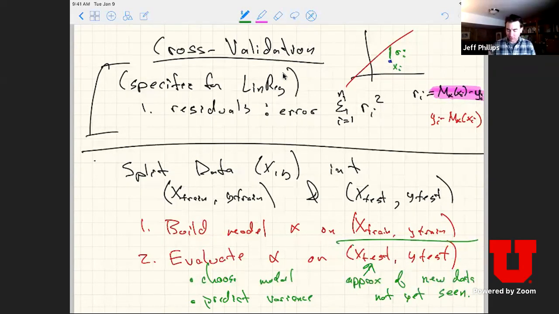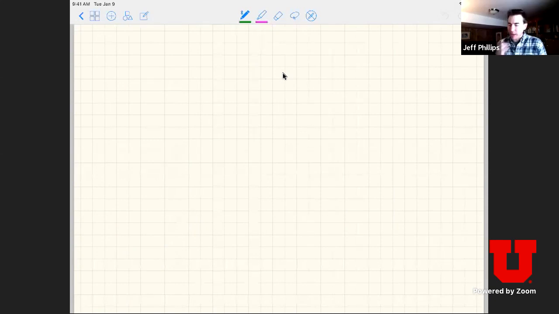And again, you don't want to use that same thing to try and predict the variance. So, not both. Okay, great.